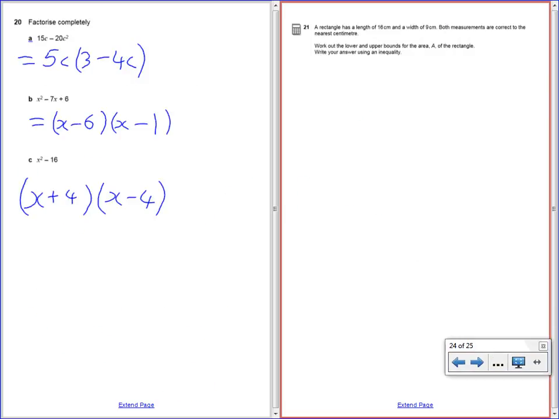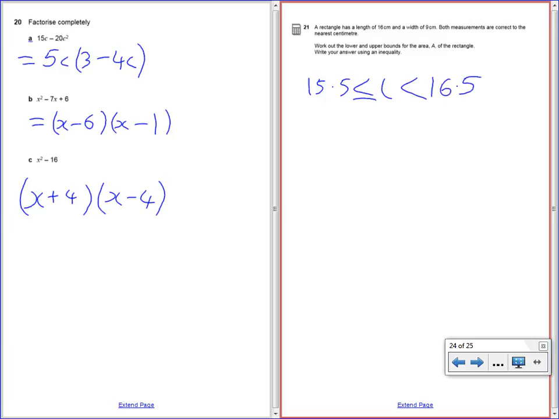21, upper and lower bound question, penultimate question in the paper. So we're told that the measurements are being rounded to the nearest centimetre. So the length of 16 could be rounded to the nearest centimetre. We know that the length could be greater than or equal to 15 and a half, because anything greater than or equal to 15 and a half will round up to 16. And it must be less than 16 and a half.